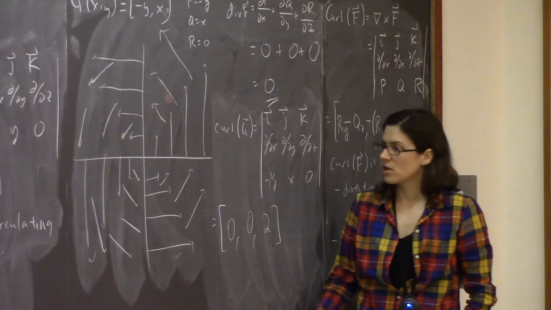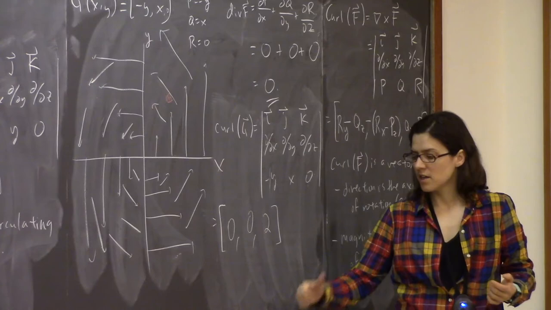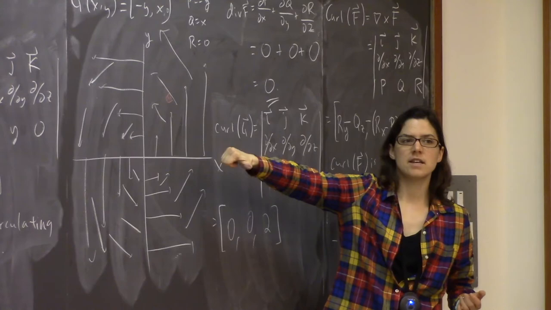So this is the x-axis, this is the y-axis, and then the z-axis is coming straight out of the board. So I take my thumb and I put it in the direction of this vector, 0, 0, 2. Here it is. And now my fingers go in the direction of rotation.